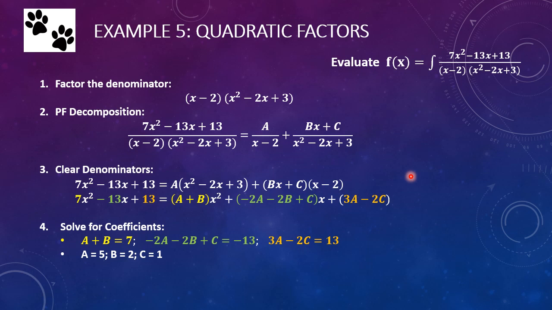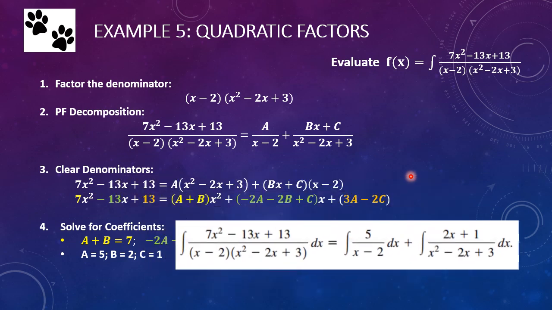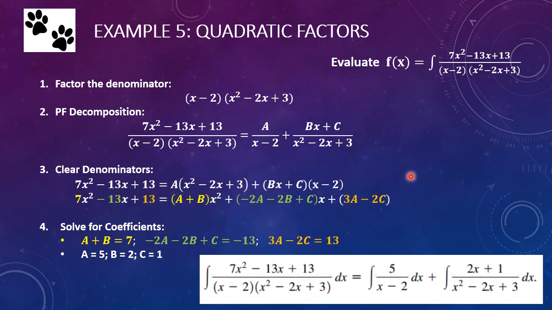You would get a equals 5, b equals 2, and c equals 1, which rewrites the initial problem as a over x minus 2, so 5 over x minus 2 dx plus, since b is 2 and c is 1, we get 2x plus 1 over x squared minus 2x plus 3 dx.